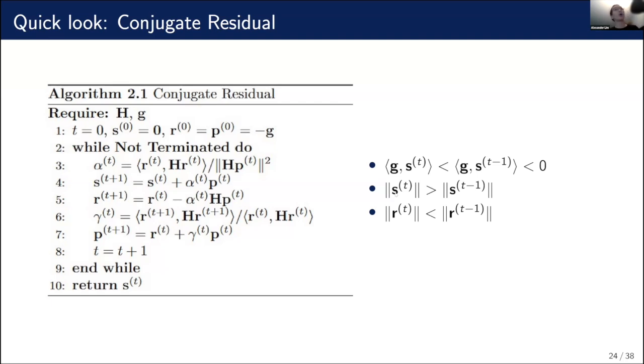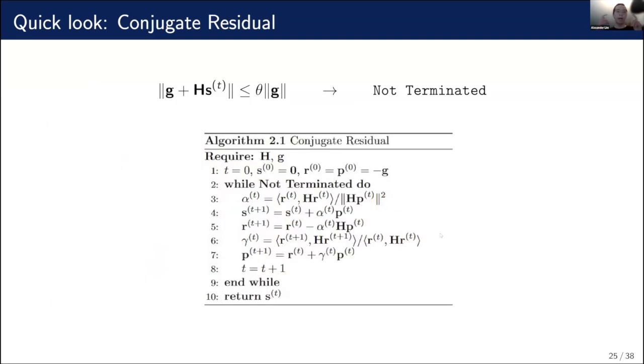In addition, the norm of the Newton steps gets monotonically larger, and the residual gets monotonically smaller. These are the three properties, and there are many more CR properties that are useful in optimization, but these three stand out the most. For the inexact Newton method, this is what you do: the termination part, you replace it with the relative residual. You iterate until it hits this, and then you terminate.